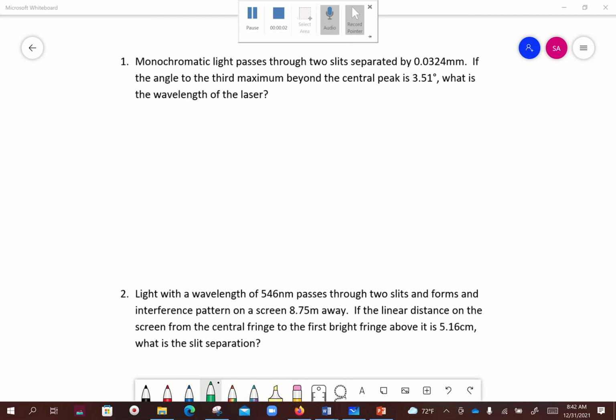So in this chapter, we talk about a bunch of different topics to do with light acting as a wave, and we start with single and double slit diffraction. So let's do the first couple of questions on double slit diffraction.